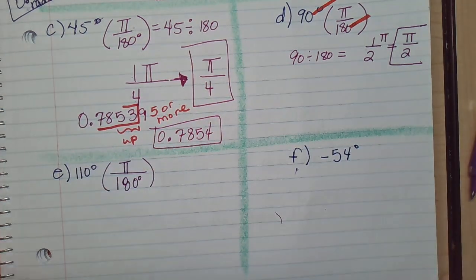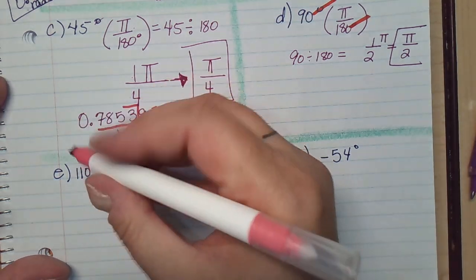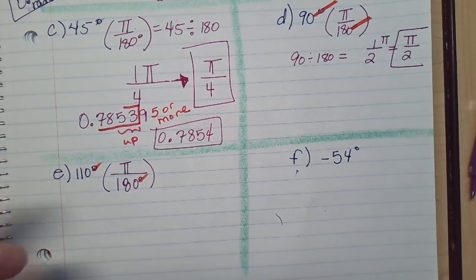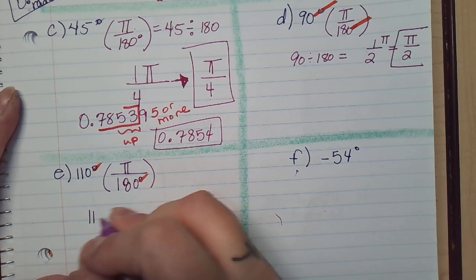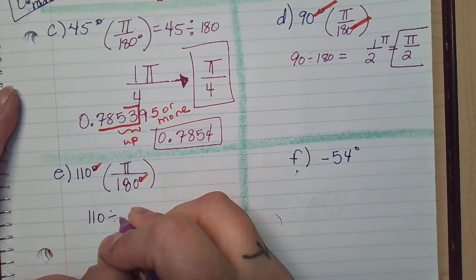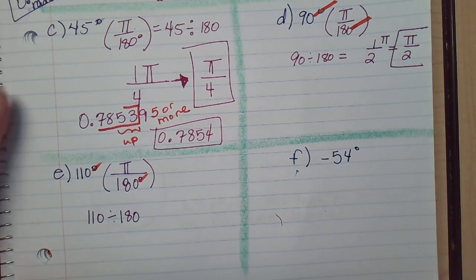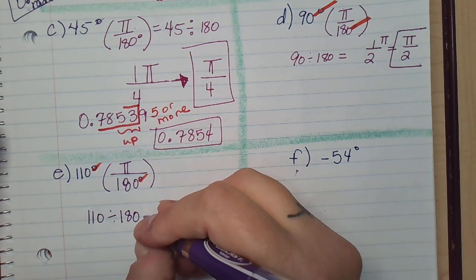And again, we put the 180 on the bottom so that those little degree symbols will cancel out. And then in our calculator, you can say 110 divided by 180, and then math, enter.